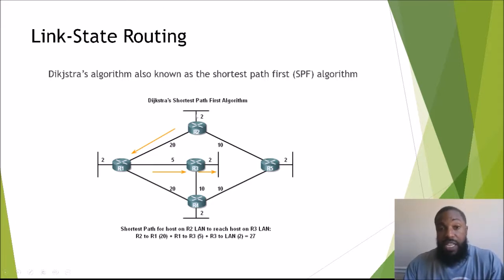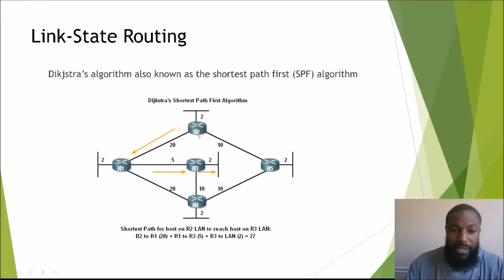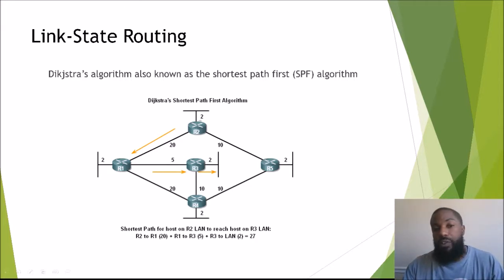As you can see, the cost to get from router 2's LAN to router 3's LAN was 27, right? 2 plus 20 is 22, plus 5 is 27. That doesn't make sense. Hold on. 22 plus 5 is 27. It should be plus 2. I guess it doesn't count the original local area network.